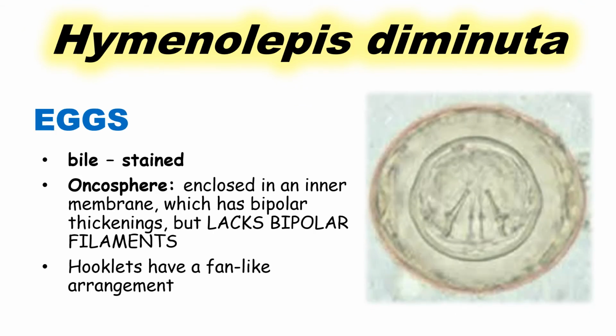So, let's discuss the eggs. For the eggs here, there is an absence of bipolar filaments compared to H. nana, which has them. Here, none, guys. Though it has bipolar thickenings. As you can see, there is a protruding portion of its embryo. So in its inner membrane, there are bipolar thickenings but no bipolar filaments or hair projections.